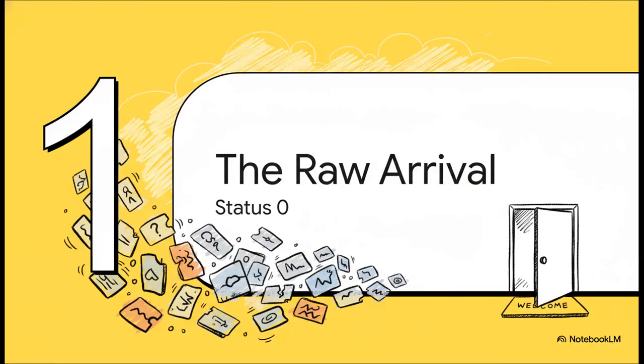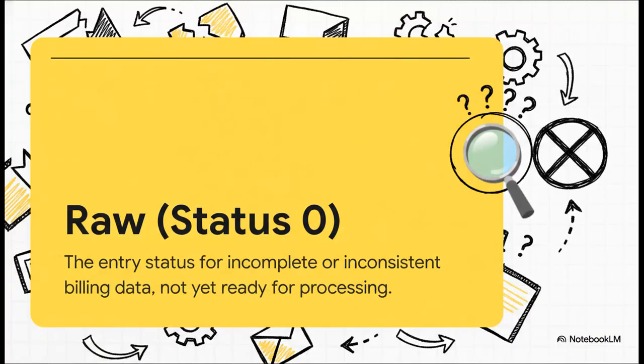Okay, our journey starts right here, at the very beginning. Think of this as the system's front door. This is where the data first shows up, and, well, it's often a bit messy. It's not always perfect. This first stage has a perfect name, raw. It's also known as status 0.